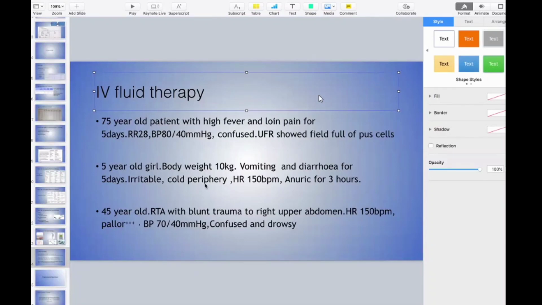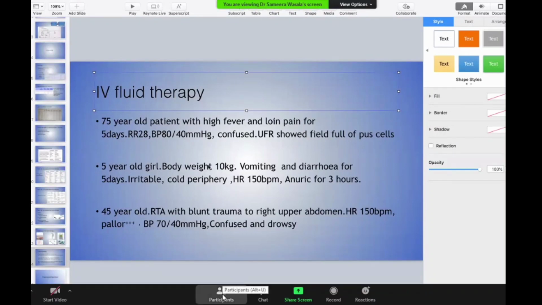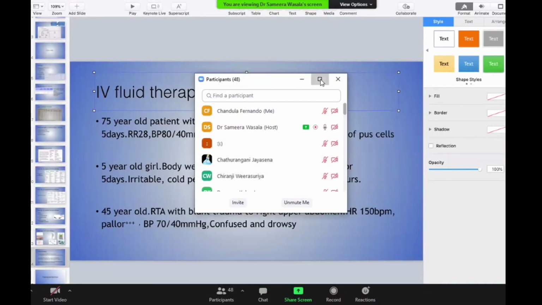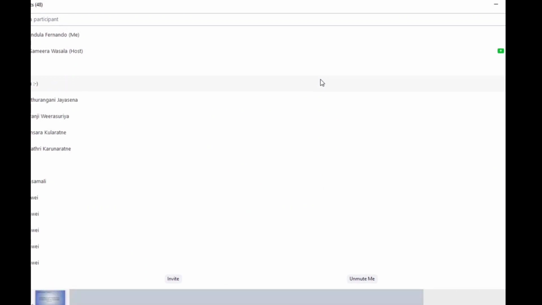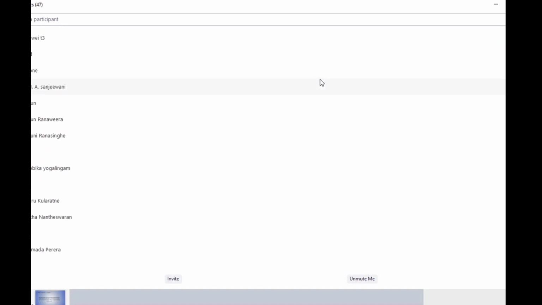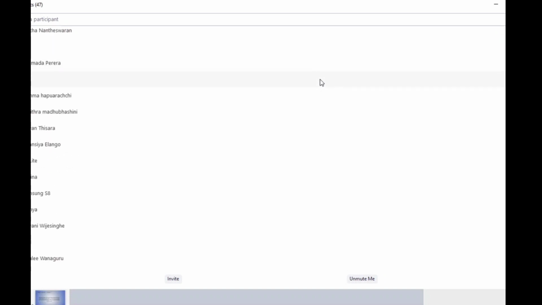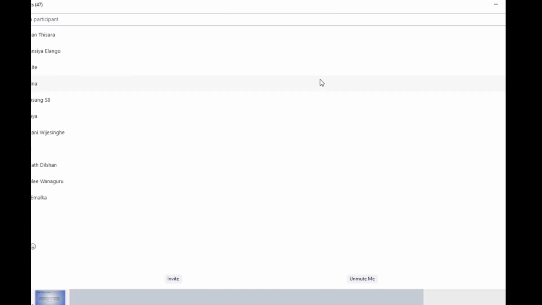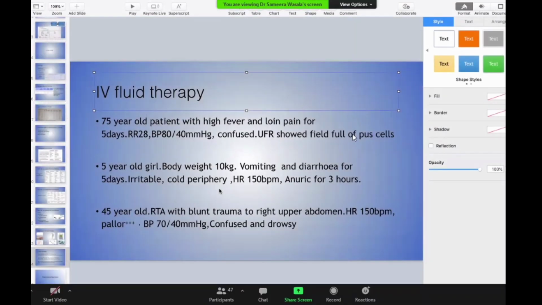Initially you resuscitate the child. You want to bring the heart rate down, increase the blood pressure, and with fluid resuscitation the irritability should come down and the child will settle. After initial resuscitation, the 800 ml deficit is still there, so you have to give that deficit over time, perhaps over 24 hours.